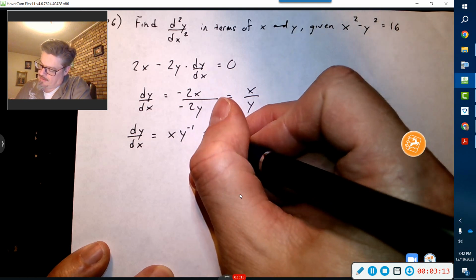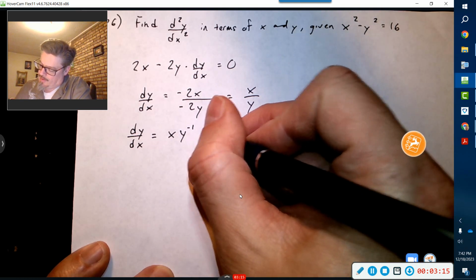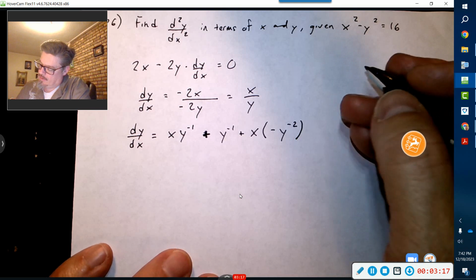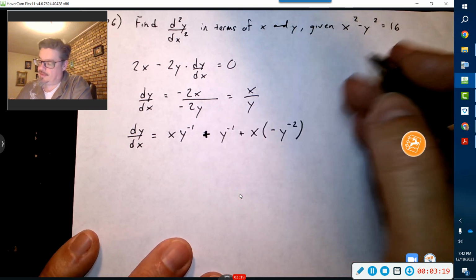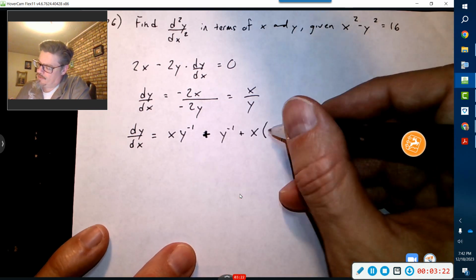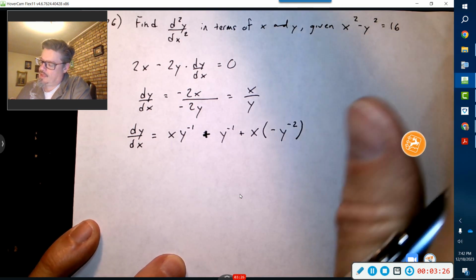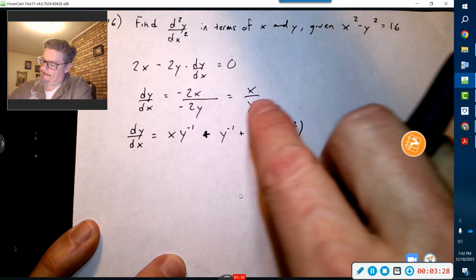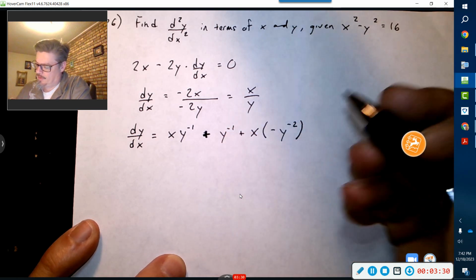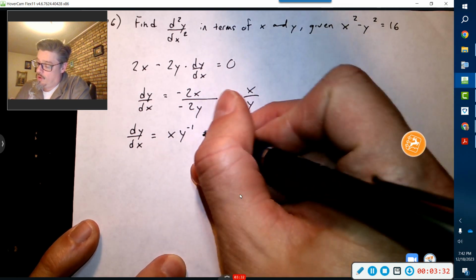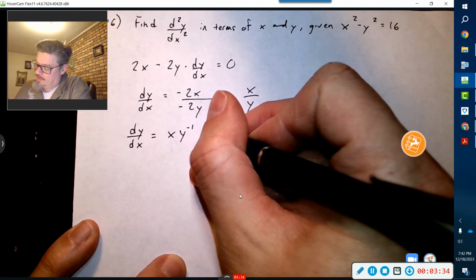I'm sorry, this should be plus. Okay, sorry about that. That's plus, not equals. I lost my train of thought. Oh yeah, I totally lost my train of thought. Oh no, equals is right. Equals is right.